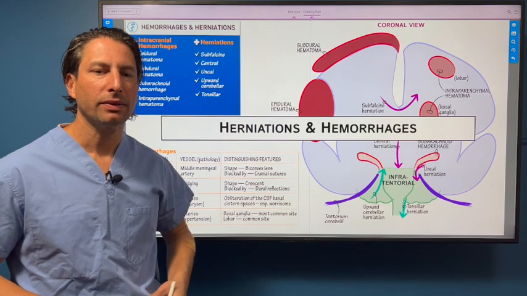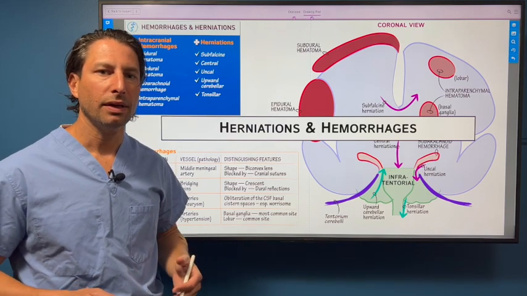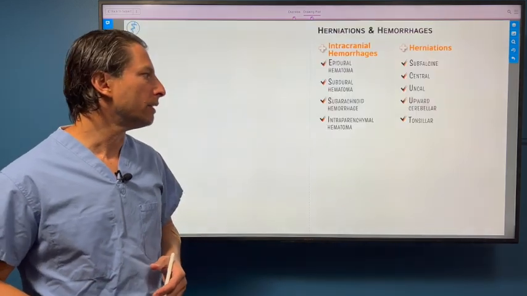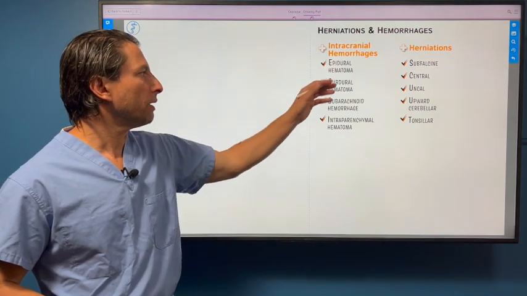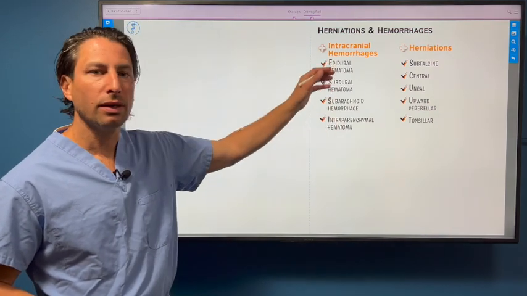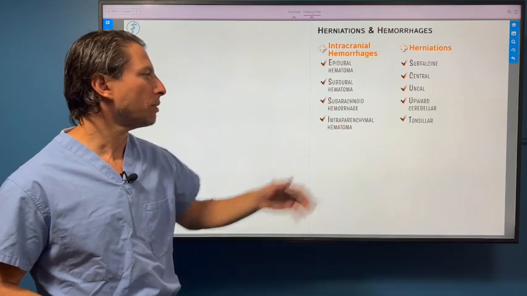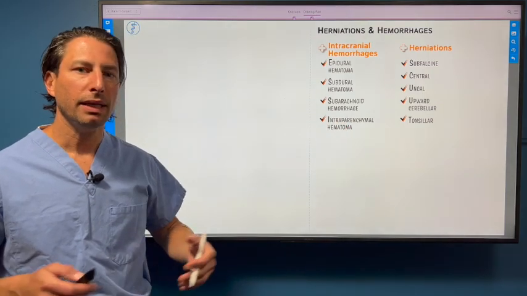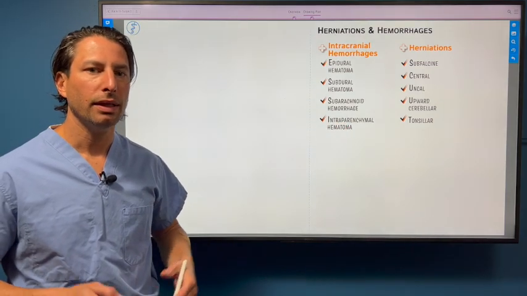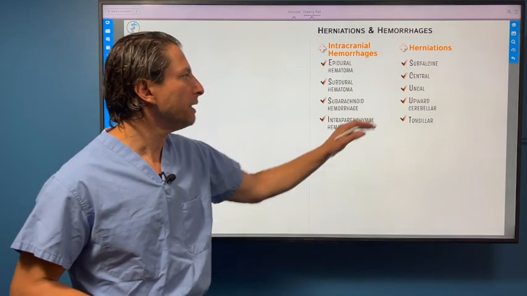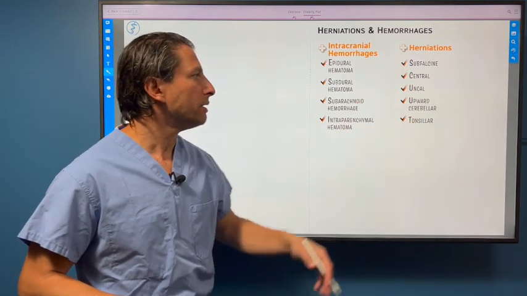So herniations and hemorrhages. There's some key characteristic findings of various hemorrhages that you need to be well aware of. So these are the intracranial hemorrhages we'll go through. We've already talked about 3 of these. There's also intraparenchymal hematoma, meaning blood within the tissue itself, within the brain itself. And then these are various herniation syndromes.